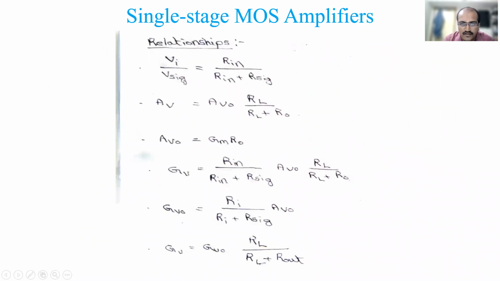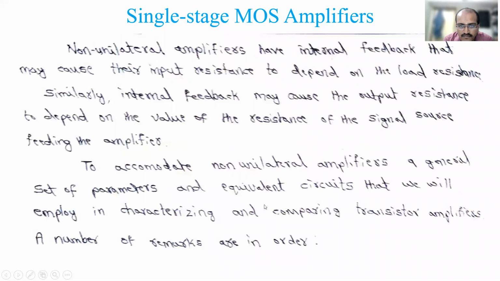To calculate some of the parts, we have used this relationship here. See here, VI by V signal, AV equal to AV naught relation, AV naught equal to GM into R naught to calculate GM. Then GV AV naught. In that, the AIS relation is not there. For that we have derived that.